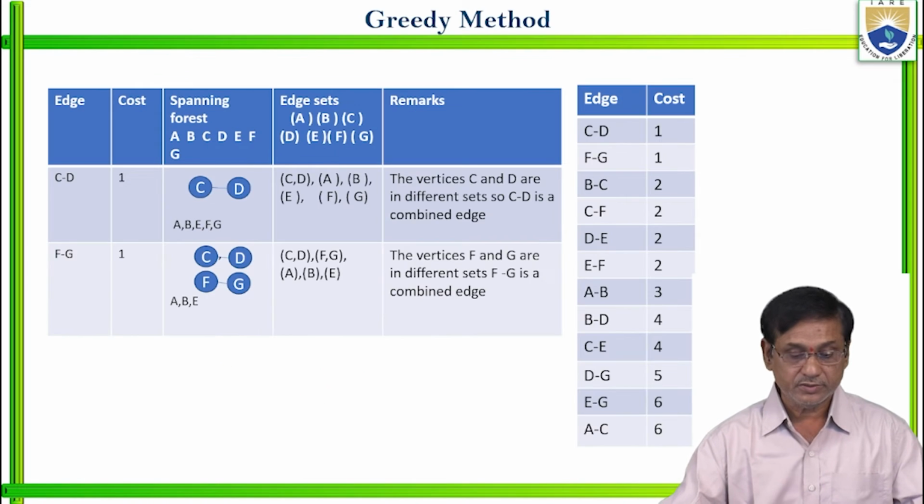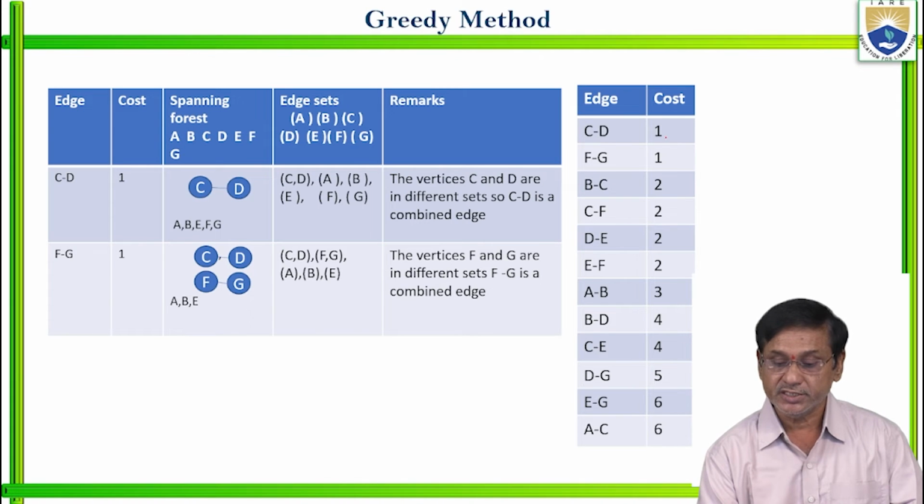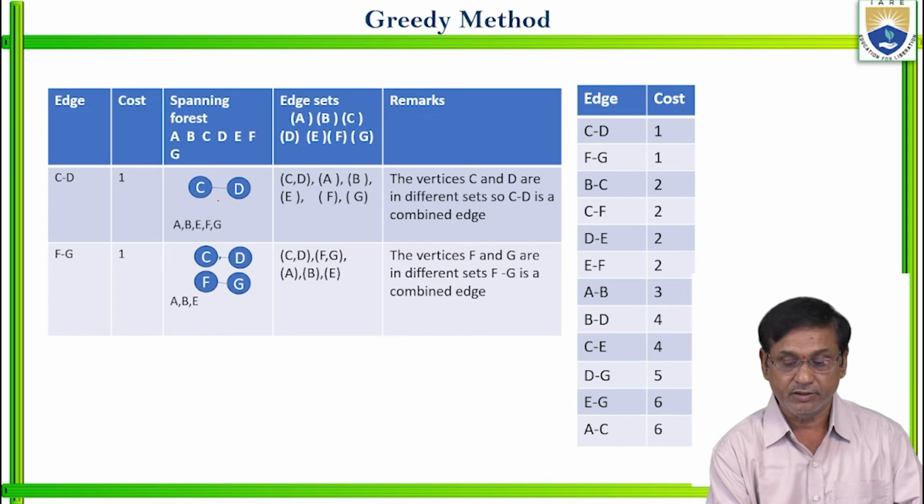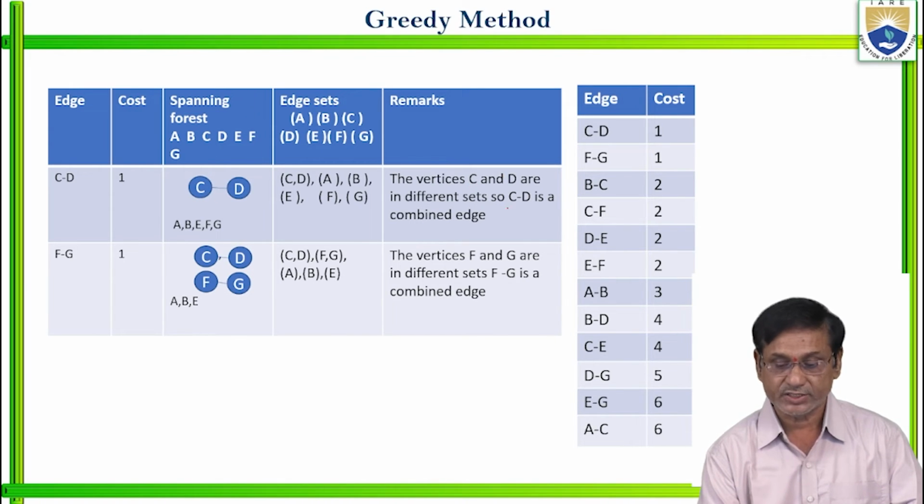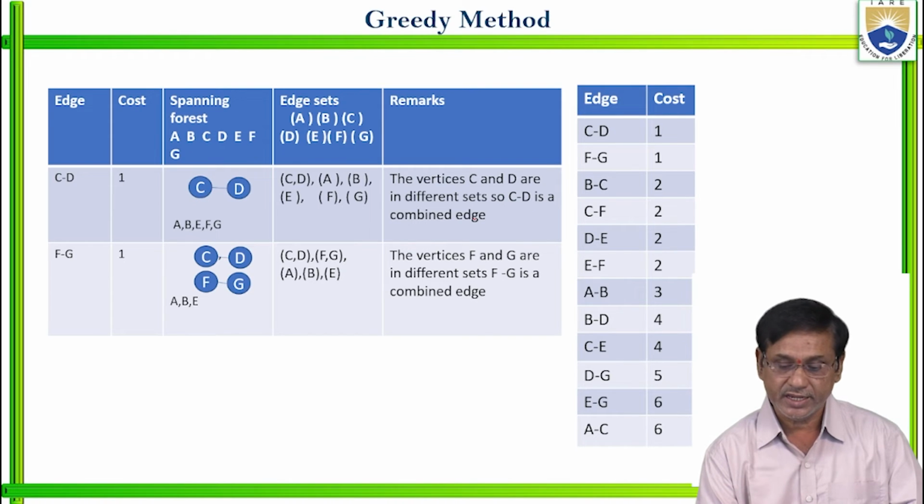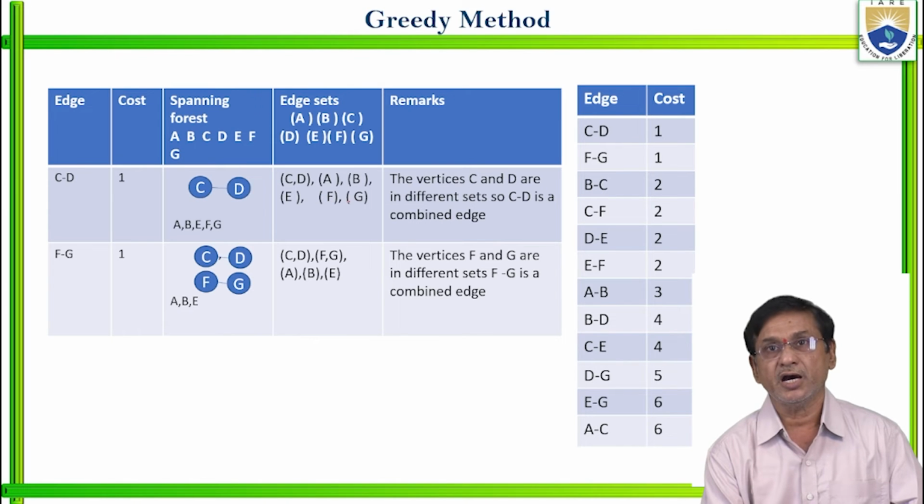Now we can go step by step. First, CD. CD is the lowest cost edge, so draw a solid line between C and D. Why? The vertices C and D are in different sets, so CD is a combined edge. This indicates that CD is connected. A, B, E, F and G are yet to be connected.